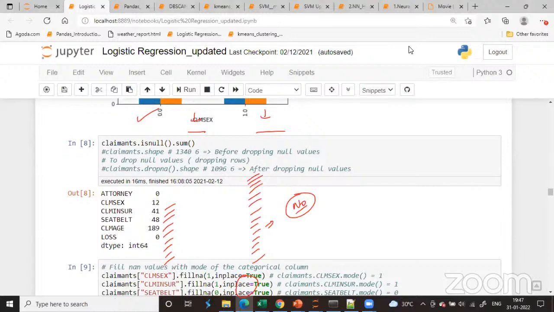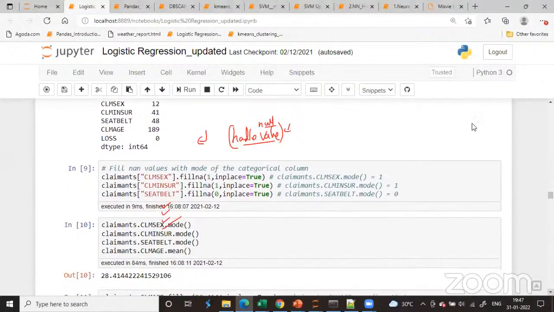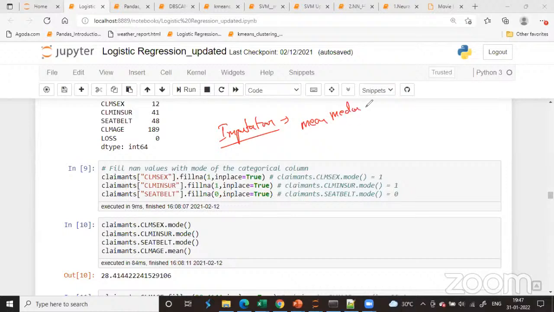Now, I'm going to handle my null values. I know there is presence of null values in my data set, so handle them. So how are you going to handle them? You are going to apply the imputation method. What do you mean by imputation method? You are simply going to replace your null values with either the mean of that column, or the median of that column, or the mode of that column.